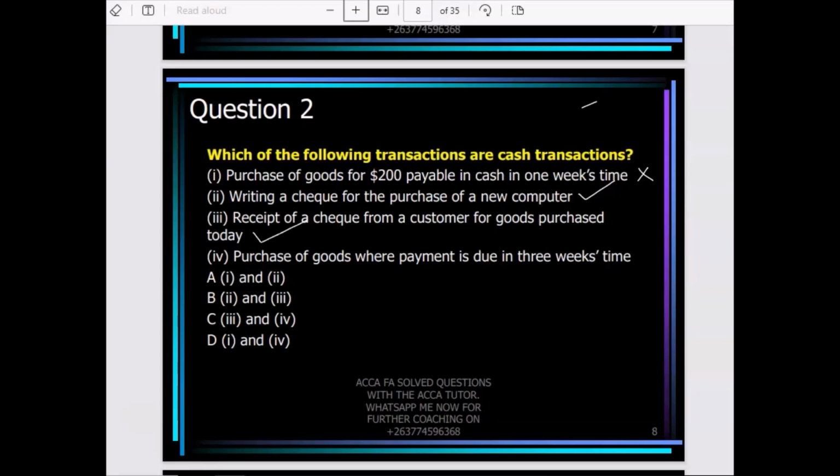Alright? Purchase of goods where payment is due in 3 weeks' time. This one again, payment is being made at a later date. So therefore this one is a credit transaction. So our answer, ladies and gentlemen, is 2 and 3, which is option B. Let's move on to the next question.